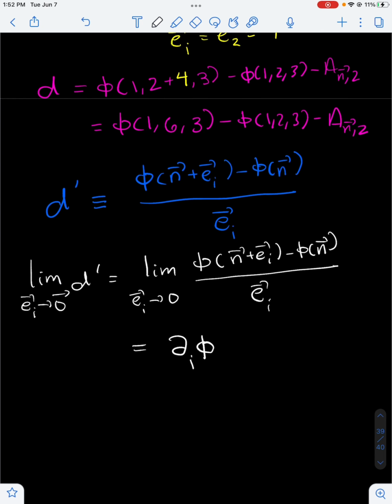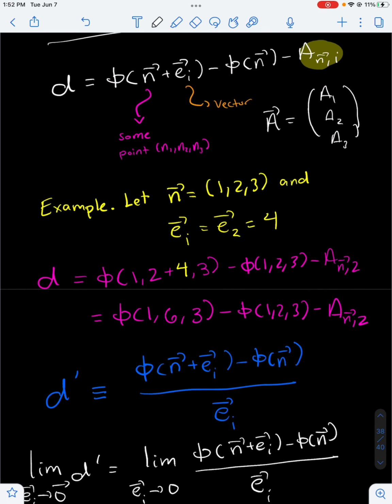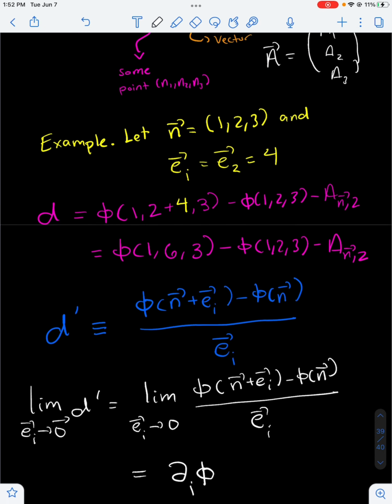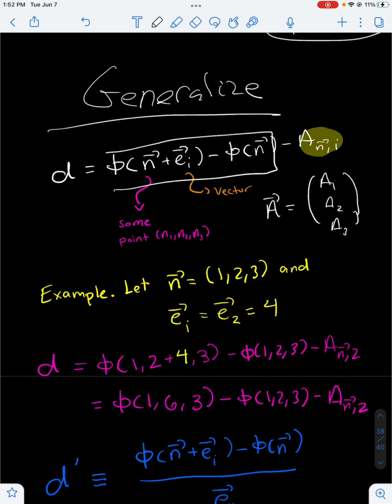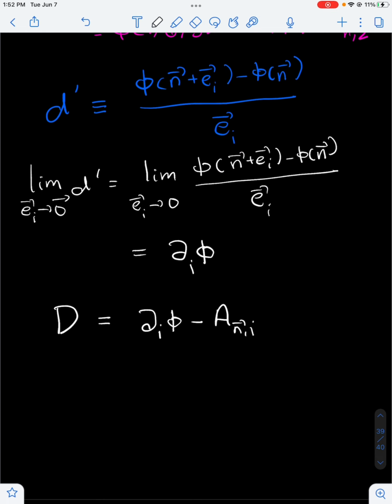So now we could define a new quantity. Let's call this new quantity d, where d is going to be equal to partial I phi minus our gauge, which is a n I. Okay? So again, all we did here was we divided this term by ei, took the limit of that term, and that gave us this new quantity, partial I phi minus our gauge.